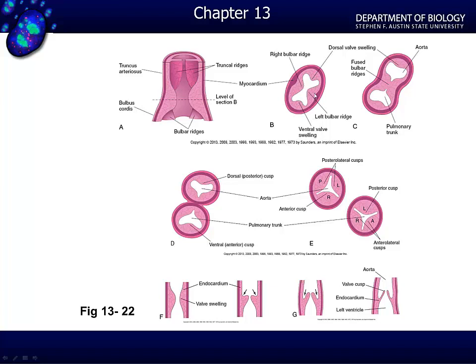And once our bulbar ridges fuse, we are going to continue to form two more of these cusp-like swellings on either side. Here's our posterior lateral with the right and the left. And if we're looking at these from the top, but if we look at these in a sagittal view, here you can see the swelling.